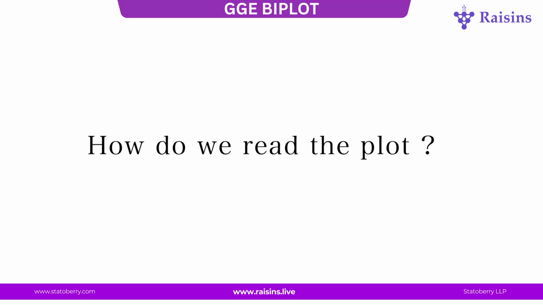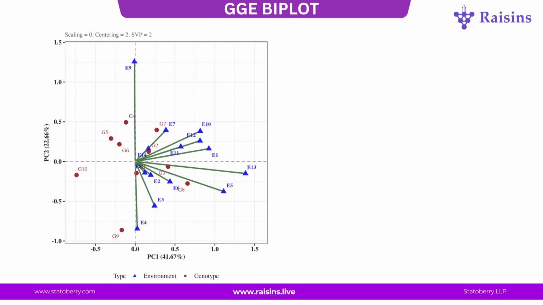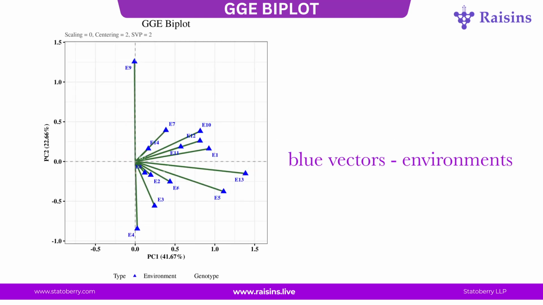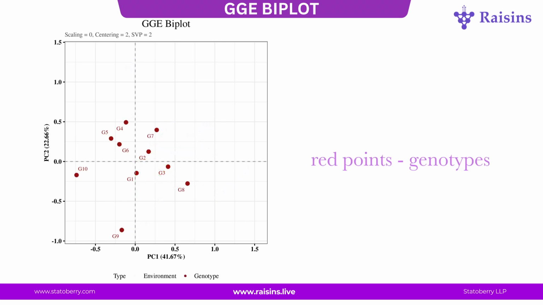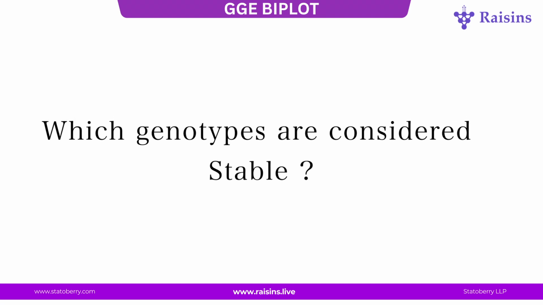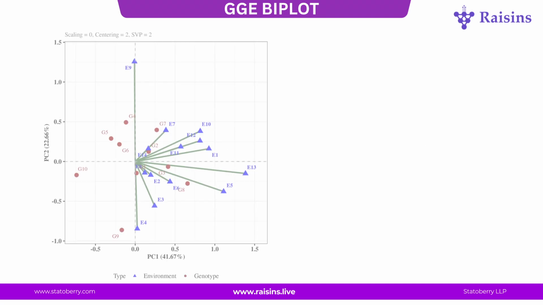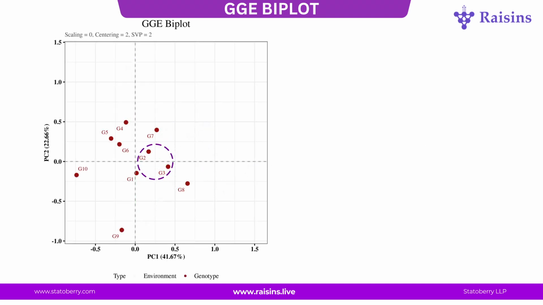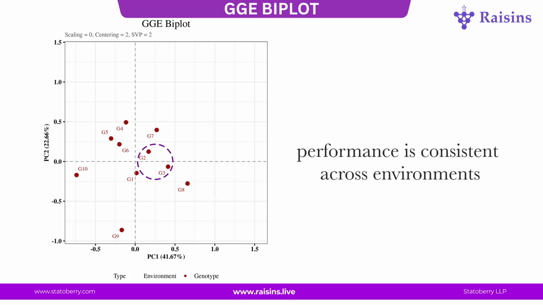Now, how do we read the plot? The blue vectors represent environments, while the red points represent genotypes. Which genotypes are considered stable? Genotypes closer to the origin are more stable, meaning their performance is consistent across environments.